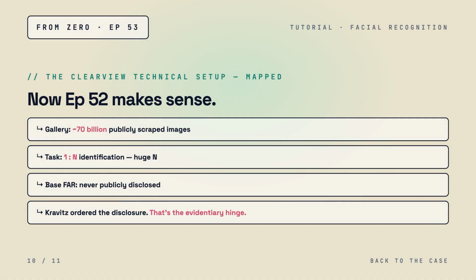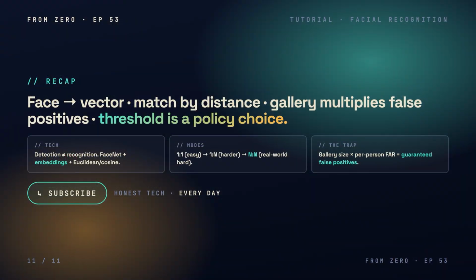The gallery size effect. This is critical. If your system has a 1 in 10,000 false acceptance rate per person, and you search against 10 million people, you get 1,000 false positives per query on average. Clearview searches 70 billion images. Do that math.